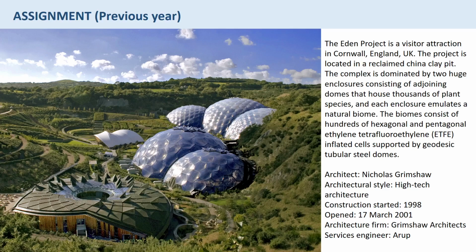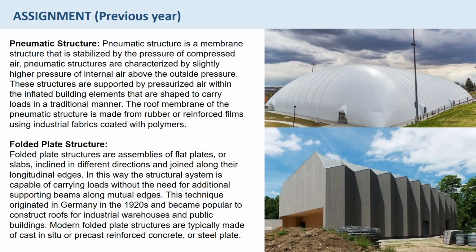And then we have explained diagrid in previous questions too. So pneumatic structure is a membrane structure which is stabilized by the pressure of compressed air, and it is characterized by slightly higher pressure of internal air above the outside pressure. Folded plate structures are assemblies of flat plates or slabs inclined in different directions and joined along their longitudinal edges.